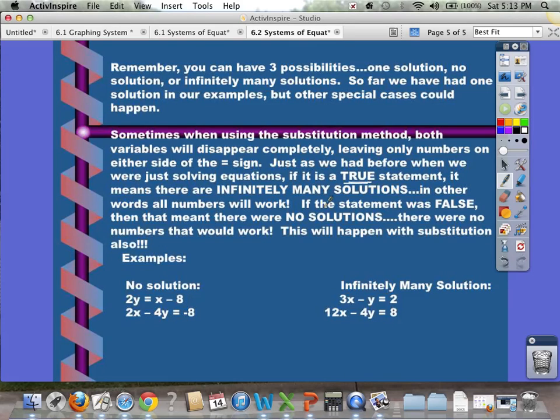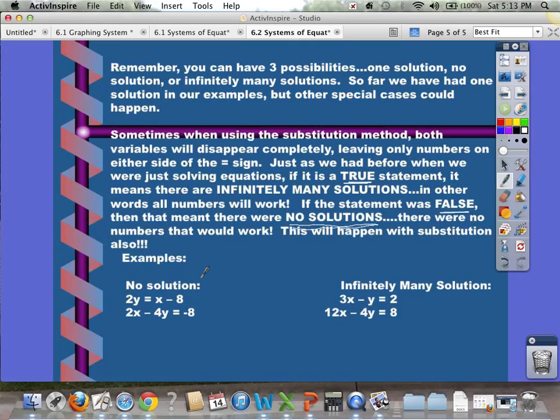All right? If the statement was false, like negative 2 equals 6, 4 equals 0, things like that, it was not true. That means there are no solutions. That means the lines will never, never, never cross. They're parallel. There were no numbers that worked. This will happen with substitution also. So I gave you a couple examples. This is a no solution, and this is going to be an infinitely many, and you'll see why.